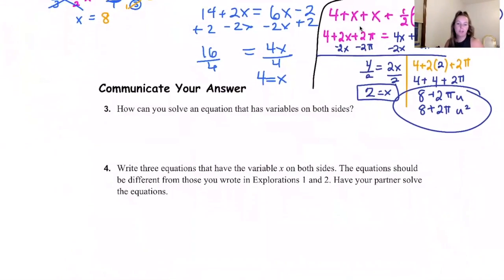So the main point of this entire lesson is how can you solve an equation that has a variable on both sides? Well, the goal is always just to isolate that variable and move it all to one side. So whether that means you have to do a couple steps beforehand to get it to that point where you can move that variable over, that is the goal.